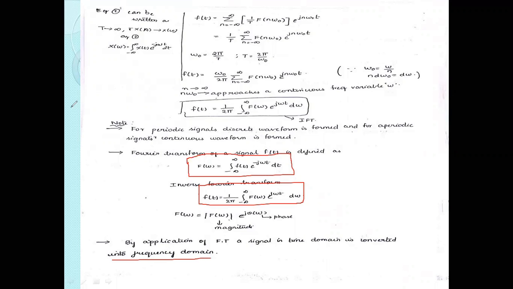Now, the Fourier transformation of the signal f of t is defined as F of omega. It is in the form of the magnitude and the exponential function. The definition of the Fourier transformation: F of omega is equal to, and the inverse Fourier transformation f of t is equal to. In the F of omega, the magnitude of F of omega and e power j theta of omega is the phase. Okay. So by the application of the Fourier transformation, a signal in the time domain is converted into a frequency domain signal.